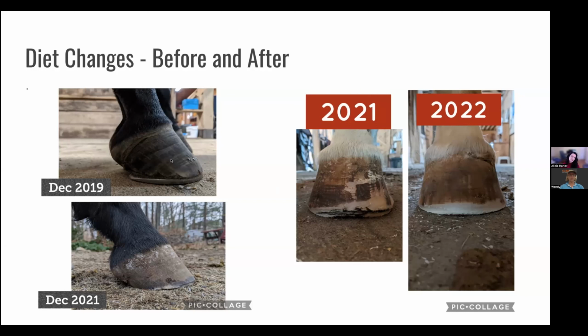And on the left here, this is a good friend of mine's horse. He was a founder metabolic case. And again, just from changing his diet, he was able to grow out all this rotation. And he's actually comfortable barefoot over all surfaces now, just from changing his diet.